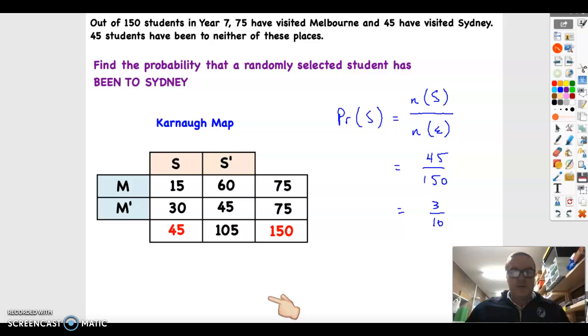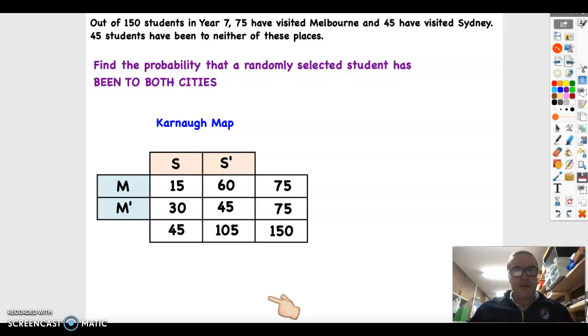We get both of those pieces of information from the Kano table. Students who have been to Sydney is 45, the sample space is 150, so 45 out of 150 students means that a randomly selected student, the probability that they've been to Sydney must be exactly 3/10.